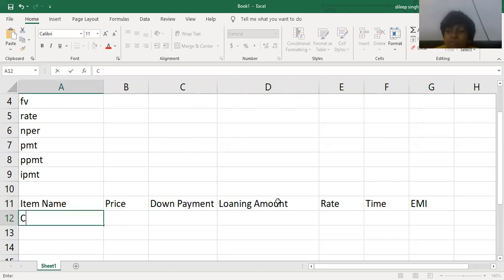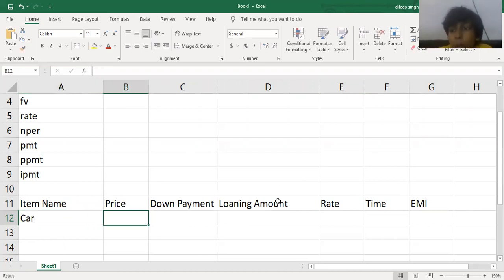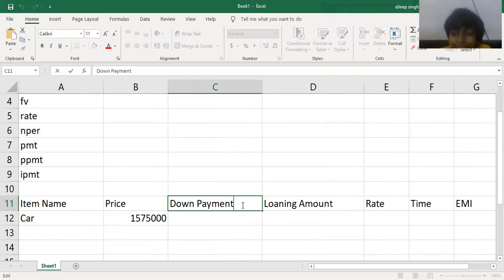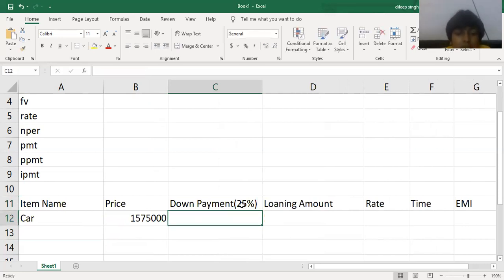For example, you have just purchased a car, and the car price is 15,75,000. That is the price of the particular car. And if we talk about the down payment, here we just type 25%. We pay this as a down payment while purchasing our car.